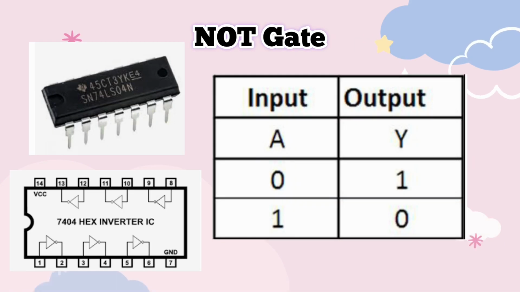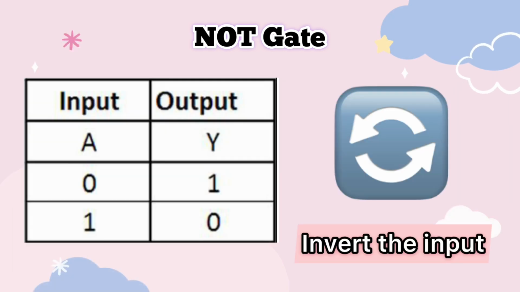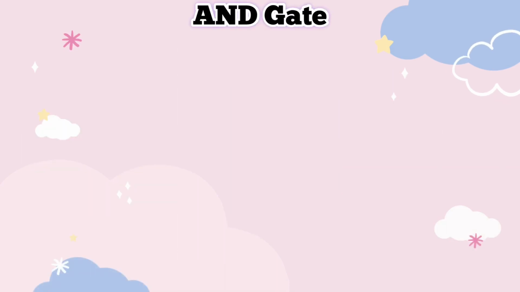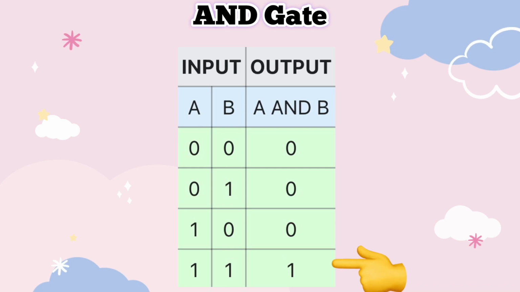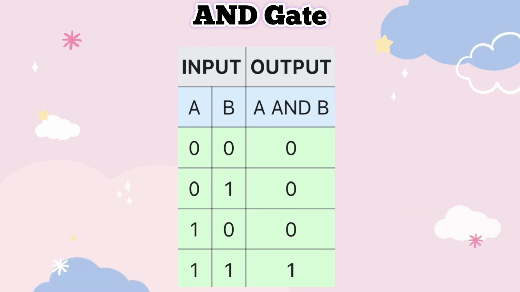Next is the NOT gate, which is a digital inverter. Based on the name, of course its function is to invert the input. After that is the AND gate. It behaves according to this truth table. A high output results only if all the inputs to the AND gate are high. If one of the inputs is low, a low output will result.